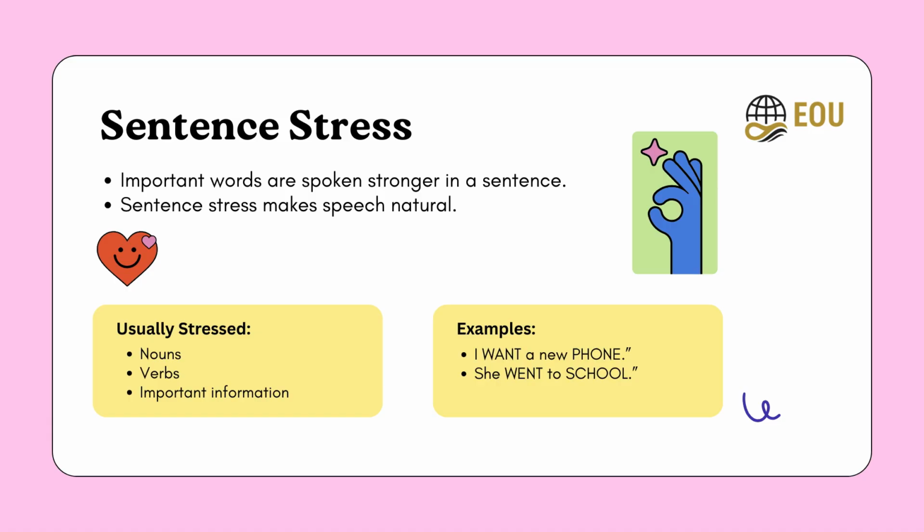Now let us understand sentence stress. In English, important words are spoken stronger in a sentence. Usually stressed words are nouns, verbs, and important information words. For example, I want a new phone. She went to school. Notice how some words are stronger than others. Sentence stress makes speech sound natural and expressive.